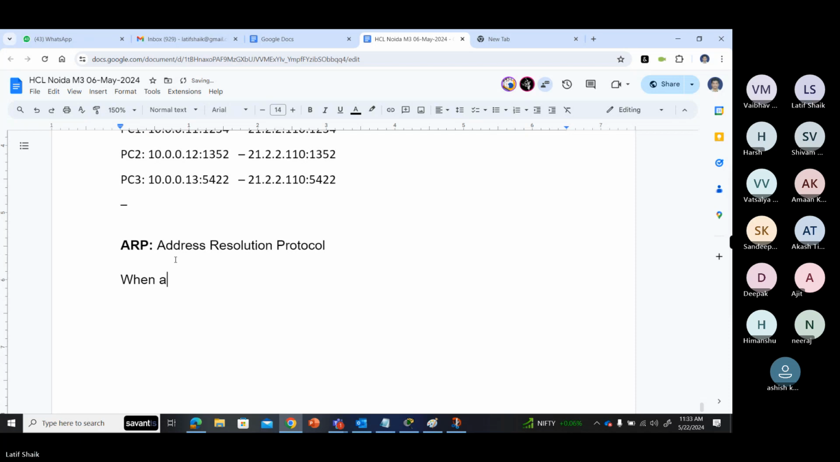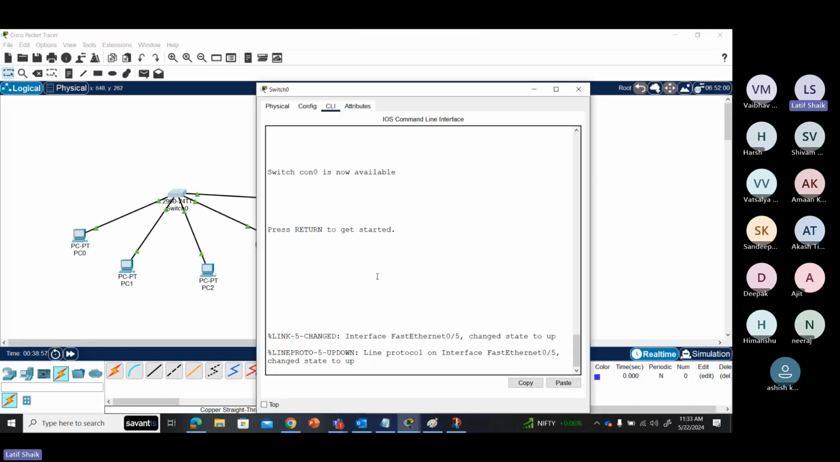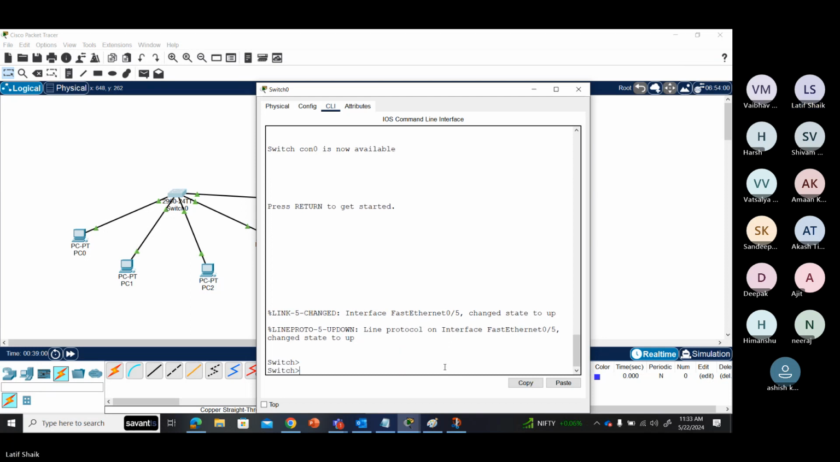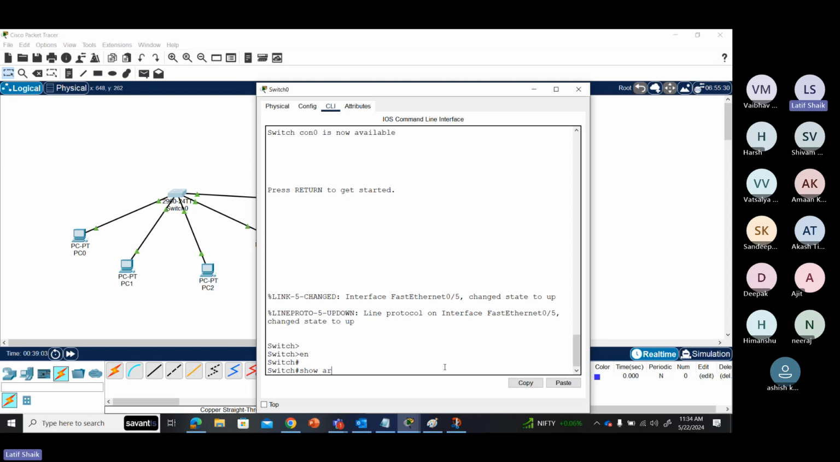Address Resolution Protocol: when a system or device receives a packet. Yeah, tell me. Sir, I wanted to ask, do both systems and switches maintain an ARP table by themselves? No, actually a switch does not maintain an ARP table in general, but you will have to check it once. In case your modern switches are enabled, show ARP.